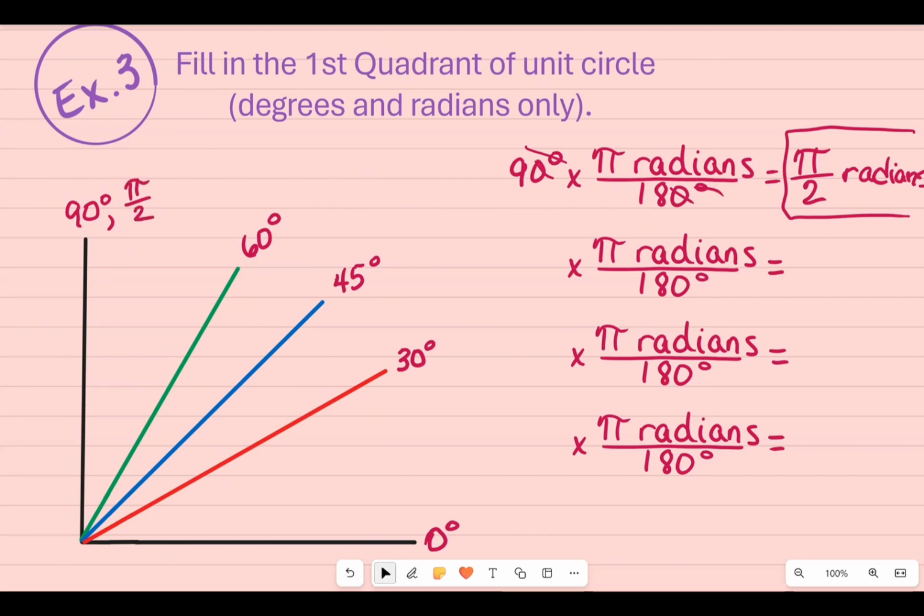Okay, so let's just speed through this. We have 60 degrees, and since both the 60 and the 180 end in a 0, we can simplify that. Same thing, pi radians over 3. I'm not going to write the radians because we're not going to write that when we're labeling our unit circle, over 3. And now we're going to take 45 degrees, cross simplify. 45 divided by 180 is going to leave us with pi radians over 4.